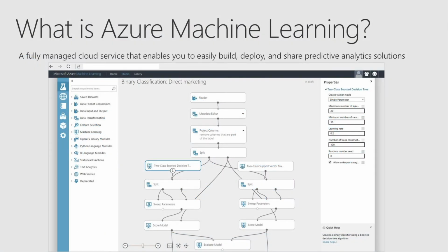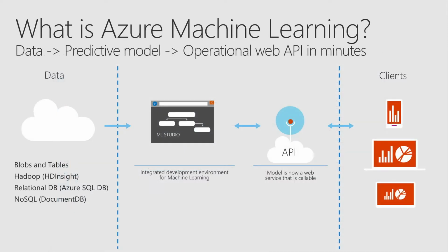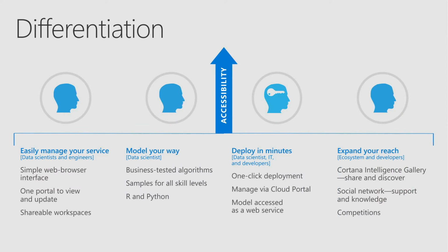This is possible by creating a machine learning model in Azure ML, which is a fully managed cloud service that enables you to easily build, deploy, and share predictive analytics solutions. You can bring in data that's stored in blob or table storage, in a Hadoop cluster, a SQL database, or a NoSQL store such as DocumentDB. Train your model with the data in the Machine Learning Studio and deploy it as an API on Azure. It's now callable as a web service that clients can use. It's easy to create your web service, as I'll show you in a little bit. The algorithms available to you are the same that we use within Microsoft, and we also make use of the innovations in open source, such as R and Python. You can easily deploy the model with one click and have it accessible as a REST API.